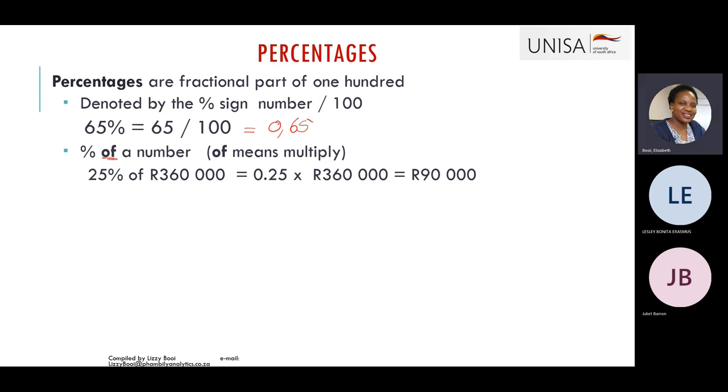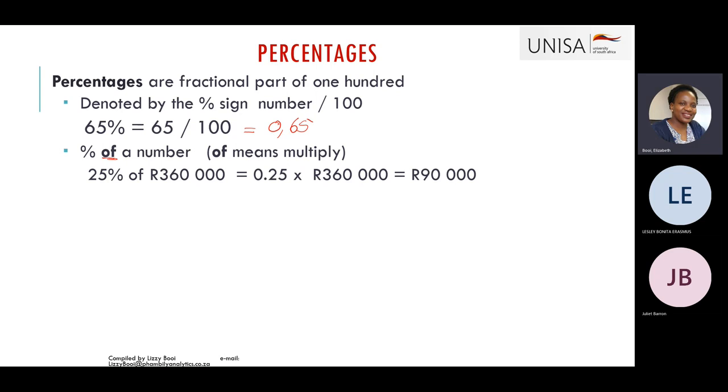If you know how to use your calculator, it will still work the same. You do 25, shift, percentage, and you press the multiplication button, and then you put the 360,000 and it will give you 90,000. So you just need to know how to use your calculator correctly. Otherwise, if you don't know how to use your calculator, you just divide the percentage by 100, it gets to a decimal, and then you multiply that.